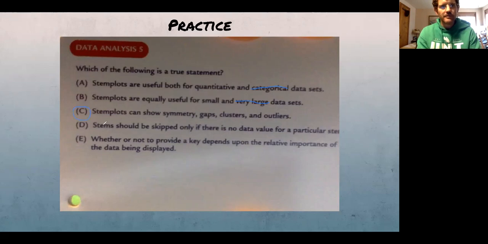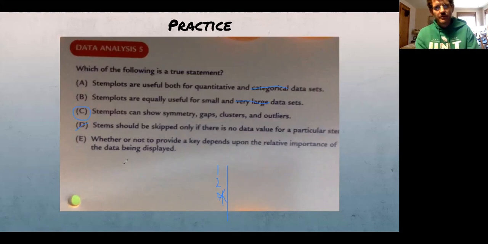That's probably it. Stems should be skipped only if there's no data value for a particular stem. So again, that's like if you had 1, 2, and this is like 10, 20, and you don't have any 30s, so you just skip to 40. Well, you never do that because that wouldn't show the data. You need to show gaps. So you never ever skip stems, not that one.